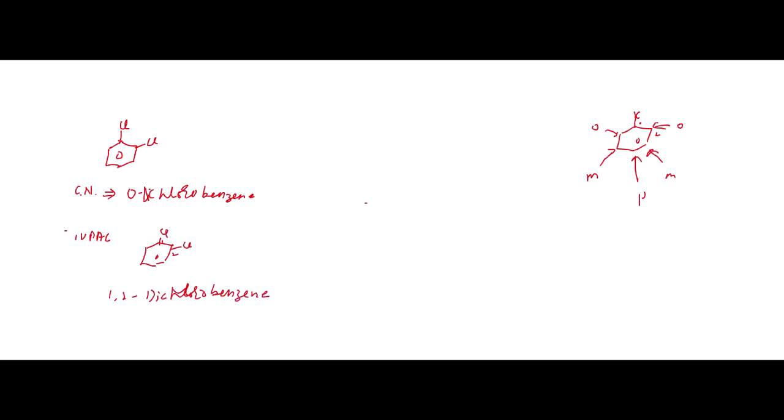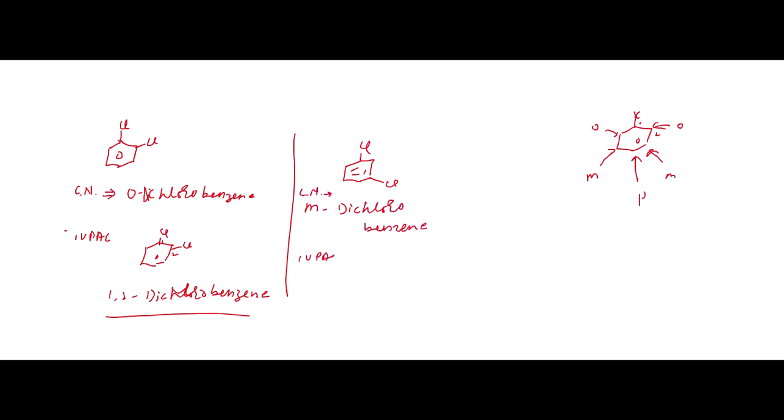Now we have one more term. This is the Cl, this is the Cl. So this is the meta-dichlorobenzene. This is the common name. CN means common name. If I go for the IUPAC, so what will be there? 1, 2, 3. So 1,3-dichlorobenzene.